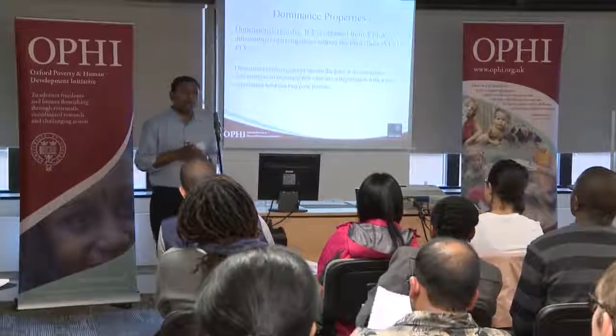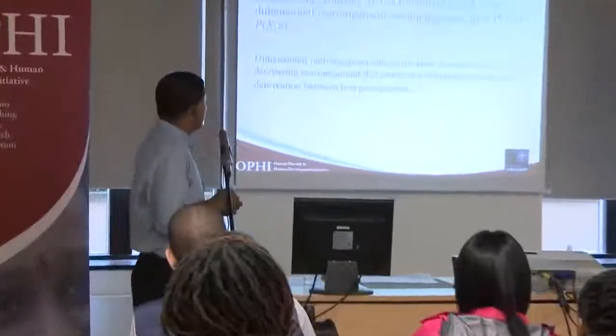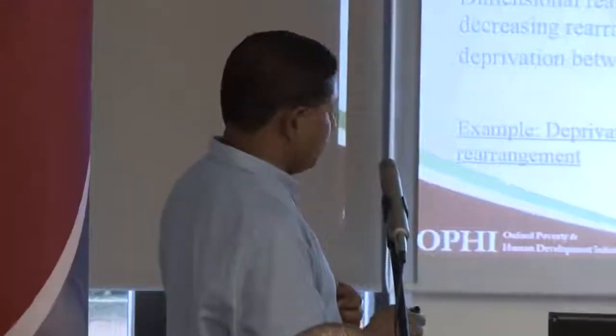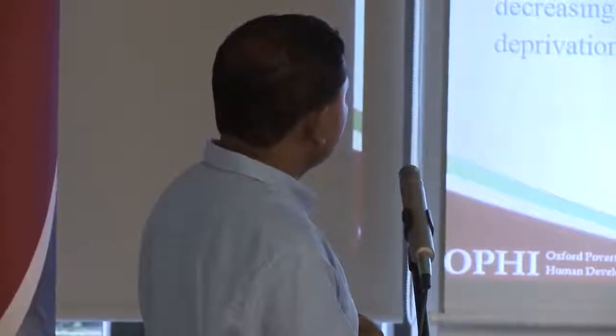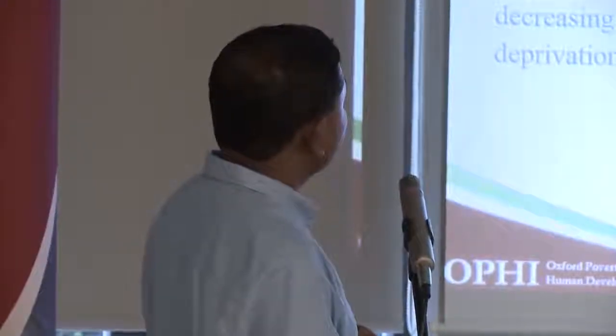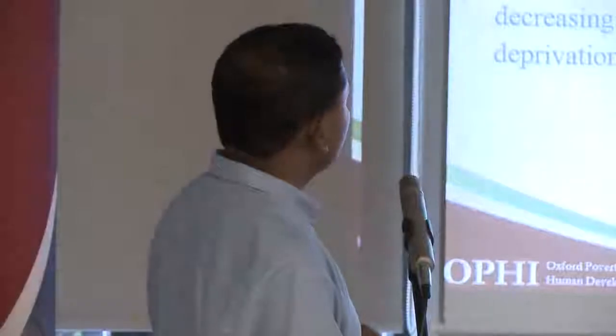Anyway, this is the final dominance property, which is dimensional transfer. This is actually more user friendly and more practical. What it says is that if y is obtained from x by a dimensional rearrangement among the poor, then poverty should be lower.